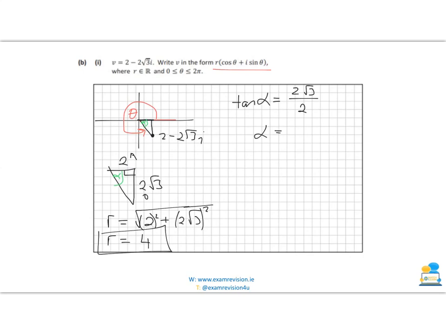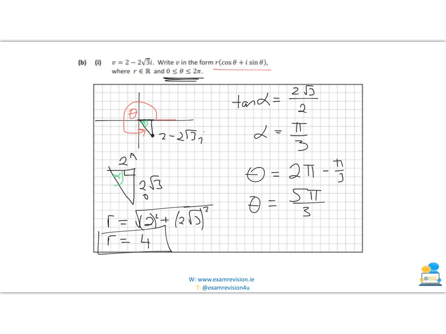Let me just double check here. So it's 2 root 3 all over 2. Yeah, so that's 60 degrees. I'm going to change it into radians here, and it's important for this one because they're explicitly telling me it should be in radians. So that is going to give me pi over 3. But now I need to work out what my theta is. So theta is equal to 360 degrees, which is 2 pi, minus pi over 3. So that's going to give me theta is equal to 5 pi over 3.